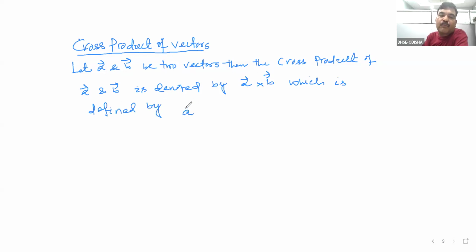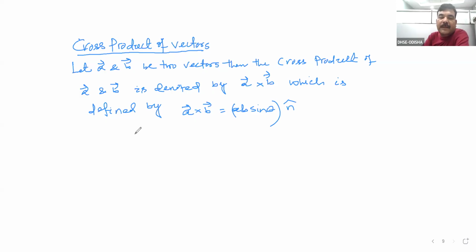A cross B equals AB sin theta into n cap, where AB sin theta determines the magnitude of A cross B and n cap decides the direction.